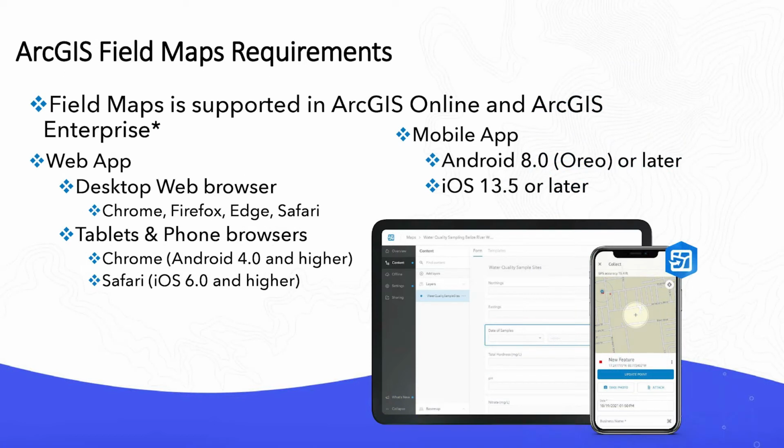ArcGIS Field Maps is supported in ArcGIS Online and ArcGIS Enterprise versions 10.8.1 and above. There is a web application component that can be accessed through a web browser, either on desktop, tablets, or phones. Note, while most web browsers would work, the more established browsers such as Chrome, Firefox, Microsoft Edge, and Safari would yield better performance. Secondly, there is a mobile app that is downloadable on either Android or iOS. Android at version 8.0 or above, or iOS at 13.5 or later.